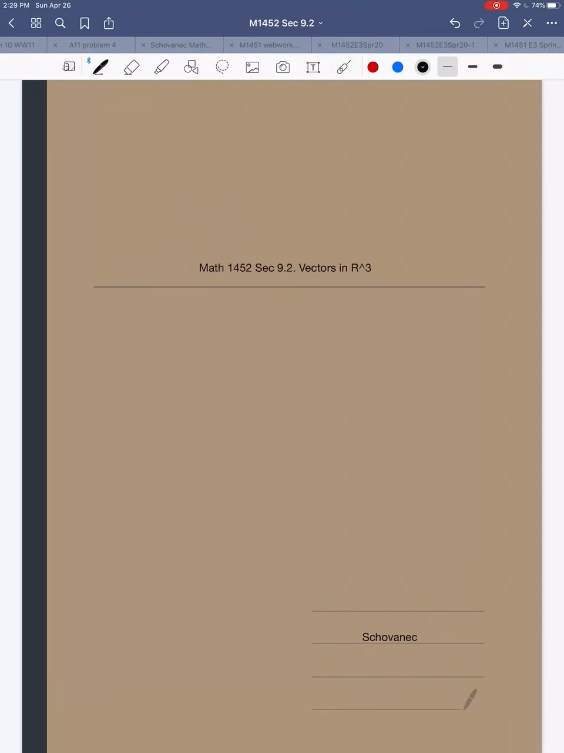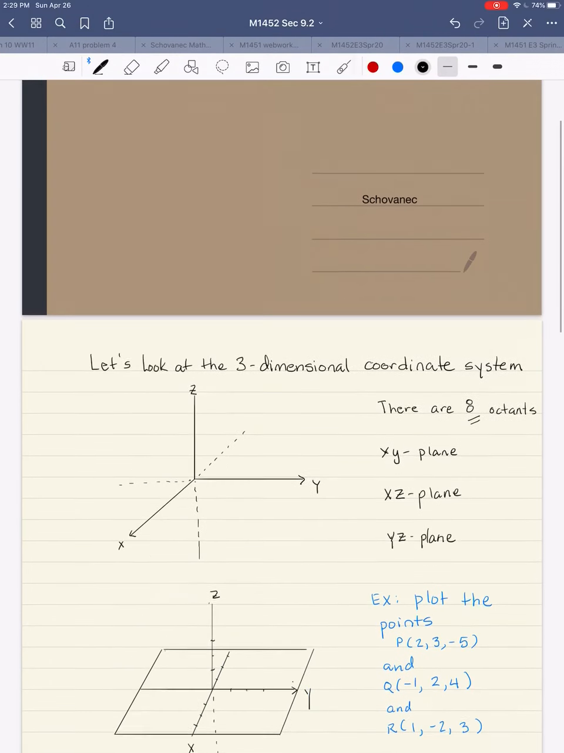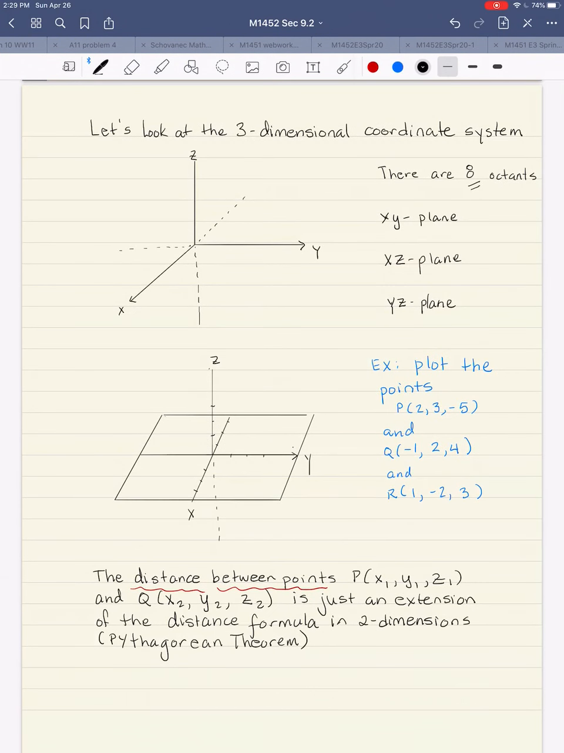Let's look at section 9.2. We're going to look at three-dimensional coordinates and go into vectors in 3 dimensions. So here's how we draw our three-dimensional coordinate system. The paper itself will be the YZ plane. We'll have the y-axis going from left to right, where the positive y-axis is drawn solid here. The z-axis goes up and down, and the x-axis is coming out of the page.